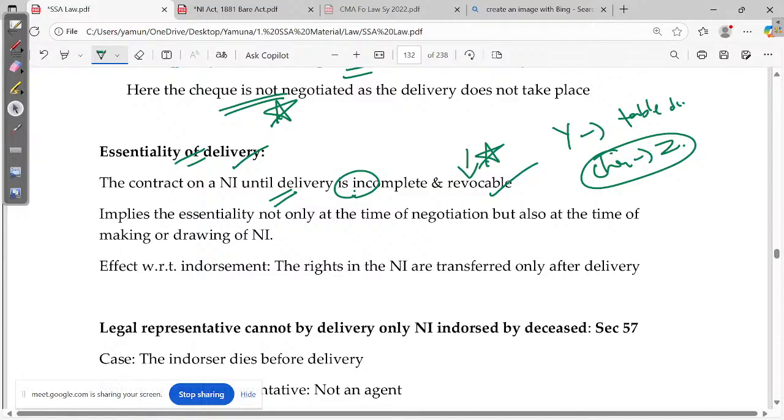Once it has been delivered, it becomes complete. He has not yet completed the transaction. He has not completed the negotiation. So it can still be revocable.